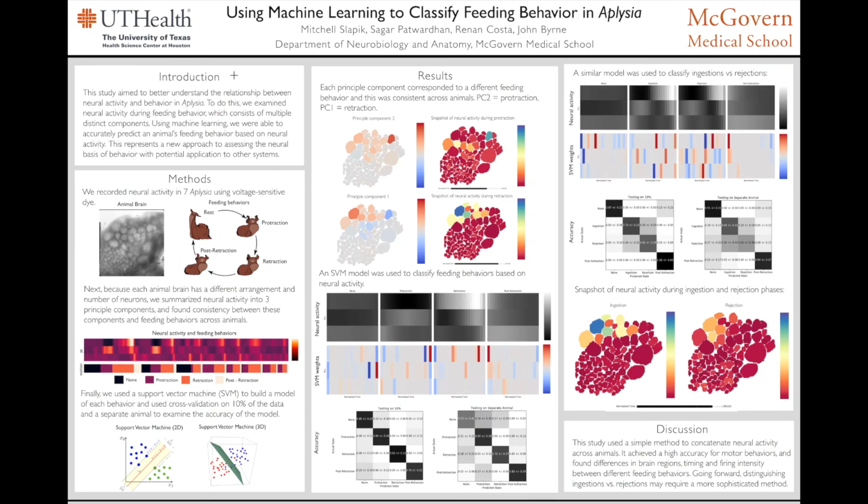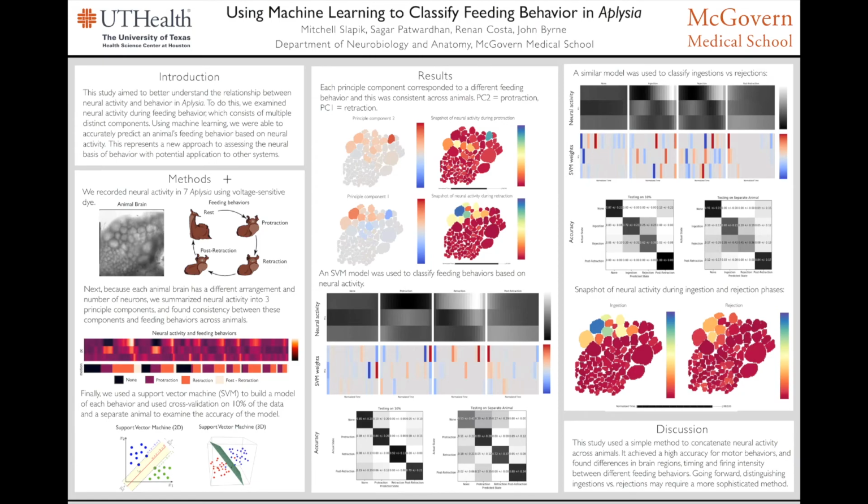So this study is called Using Machine Learning to Classify Feeding Behavior in Aplysia. In this study, we tried to better understand the relationship between neural activity and behavior. To address this question, we chose the model of feeding behavior in Aplysia, which is a sea snail.